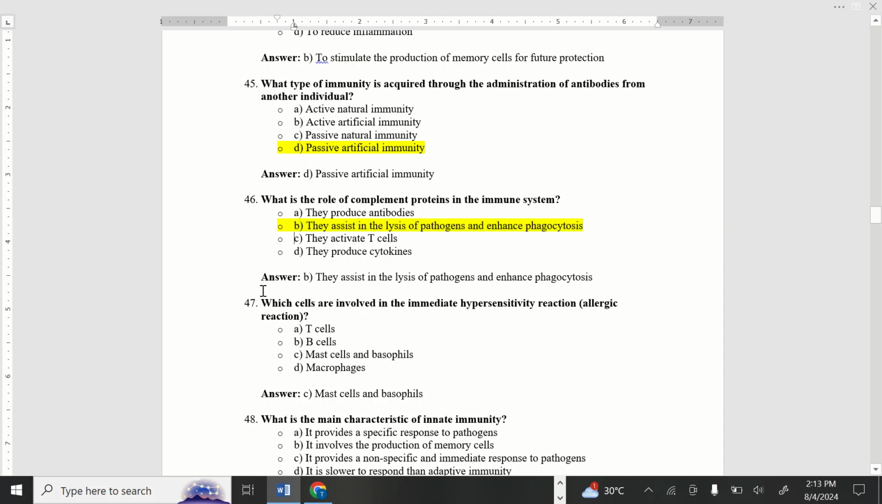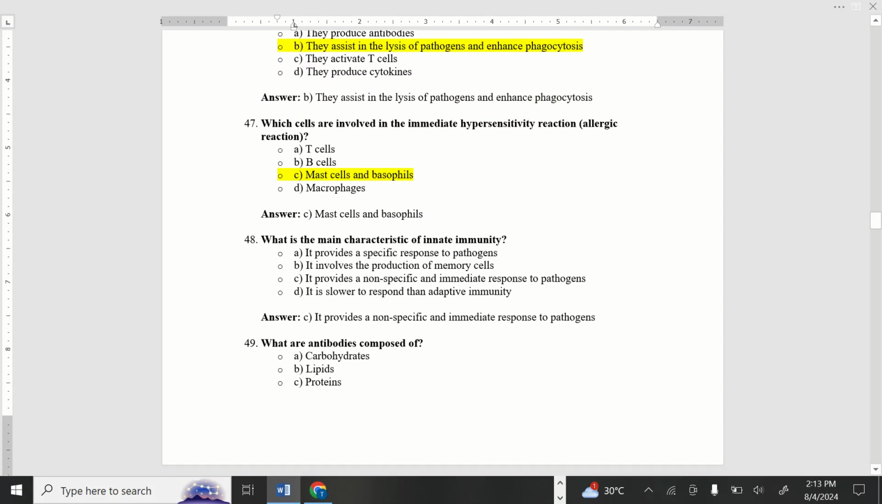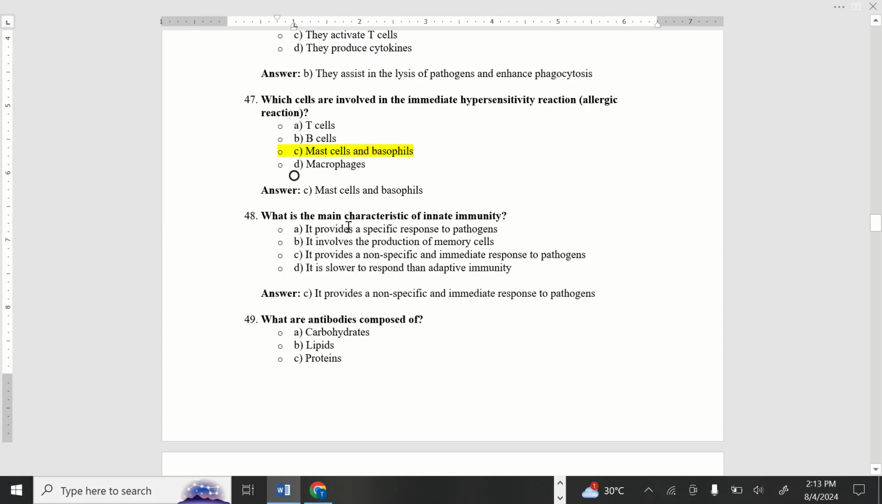The next MCQ is: which cells are involved in the immediate hypersensitivity reaction? A. T cells. B. B cells. C. Mast cells and basophils. And D. Macrophages. So the correct option is C. Mast cells and basophils.